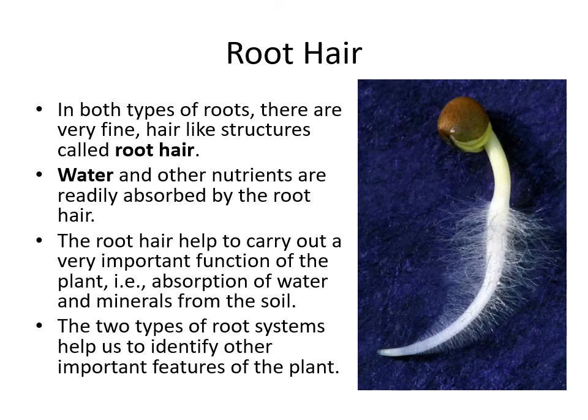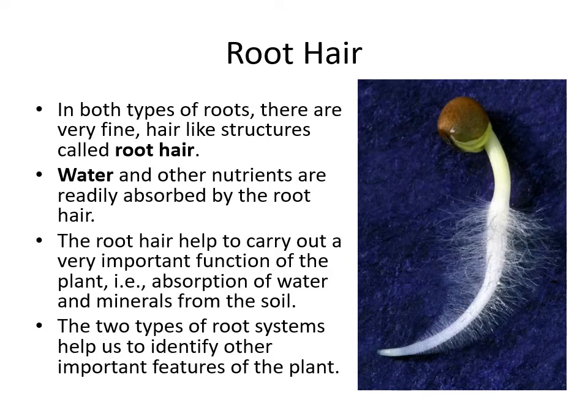Now we come to the root hair. In both types of roots, there are very fine hair-like structures called root hair. Water and other nutrients are readily absorbed by the root hair. The root hair helps to carry out a very important function of the plant, that is, absorption of water and minerals from the soil.